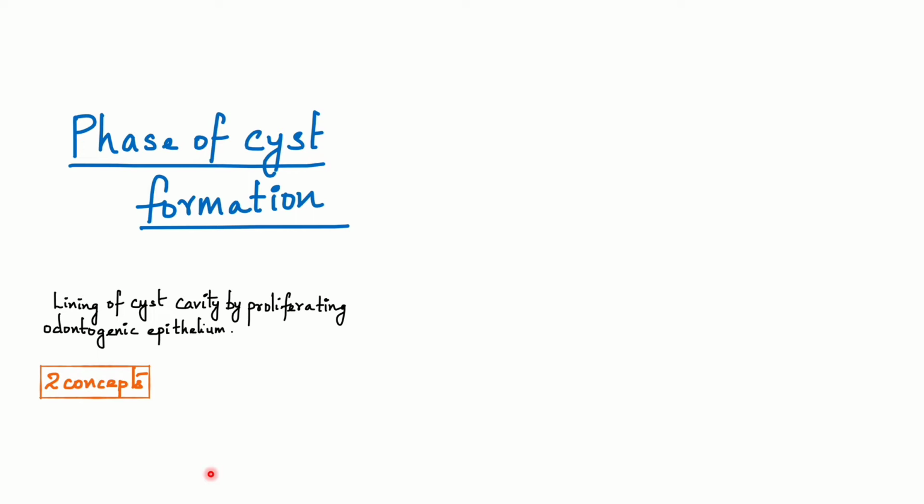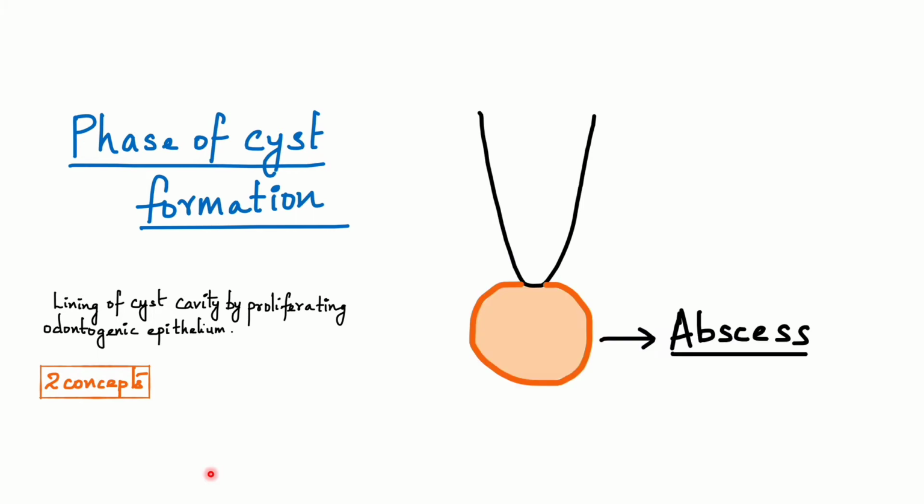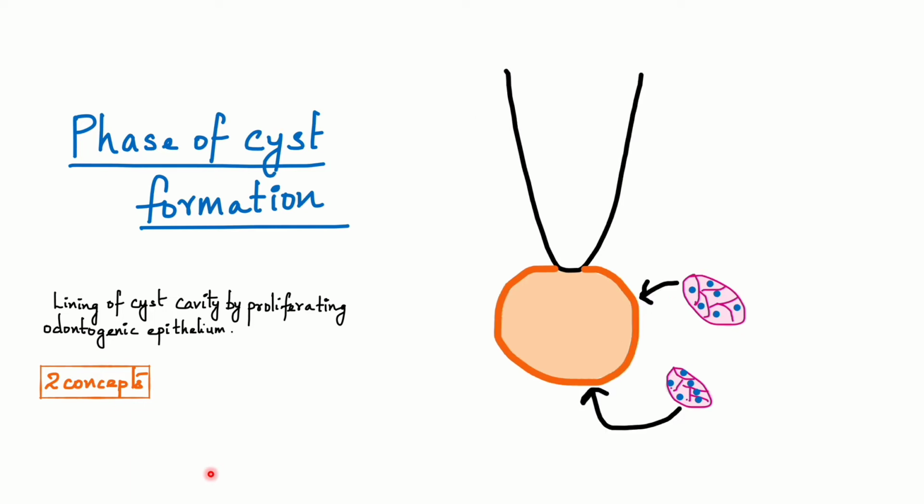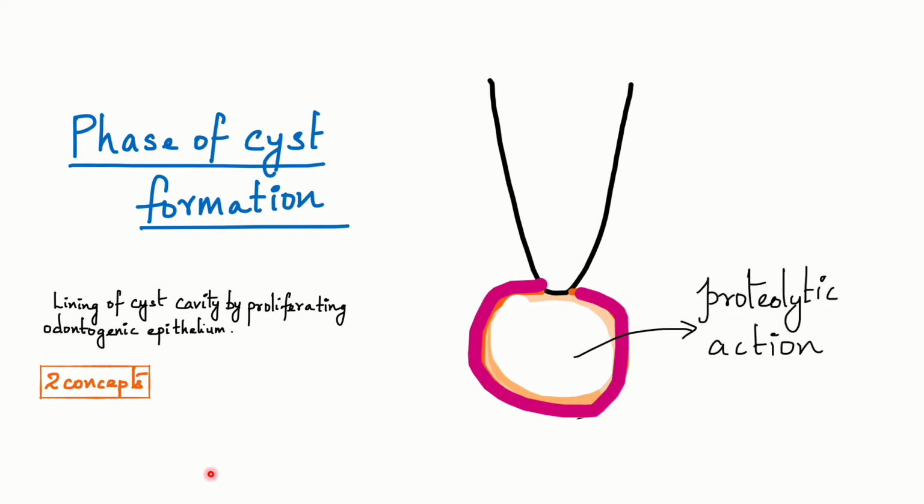Two concepts exist in regard to this. The first one says that there is a periapical abscess, and the exposed granulation tissue in this abscess triggers the proliferation of the epithelial rests by inducing an antigenic trigger. These epithelial cells are going to migrate, align themselves around the abscess and form a properly epithelium-lined cyst. In the central area there will be proteolytic action, thereby forming a cystic cavity. This is not much accepted.